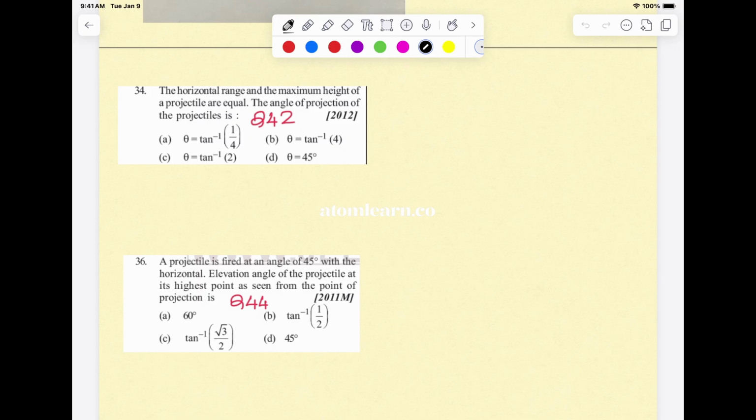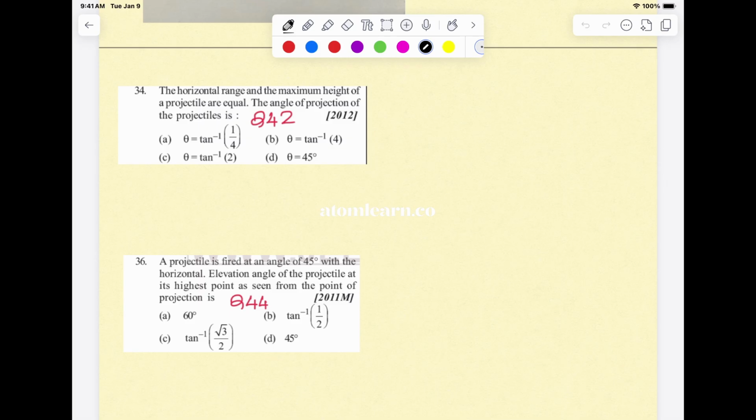The horizontal range and the maximum height of a projectile are equal. The angle of projection of the projectile is. As I have been saying, after you read the question, you note down mentally the data which is given. In this case, the data given is R and H, and what is asked for is theta.